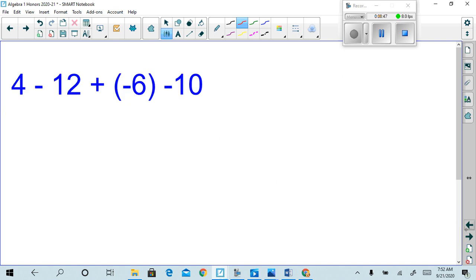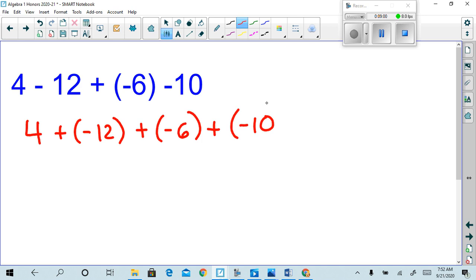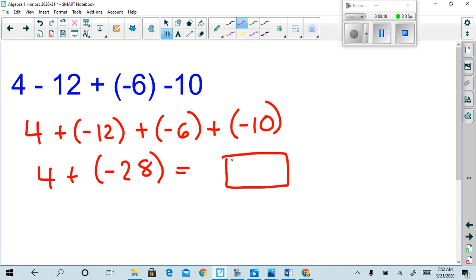Last problem of the day, I believe. Oh no, I think there's one more. Let's just do this one. This is 4 plus a negative 12 plus negative 6 plus negative 10. Again, combine those like signs. I have negative 12, negative 18, negative 28. I will go ahead and add, and I get a negative 24.